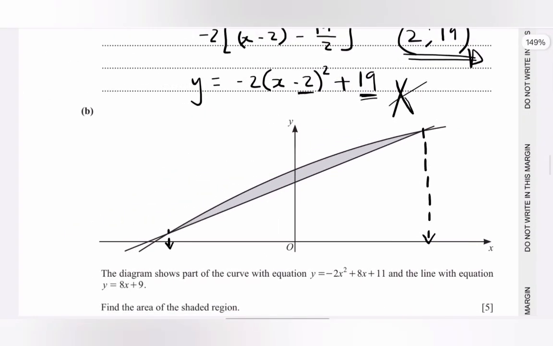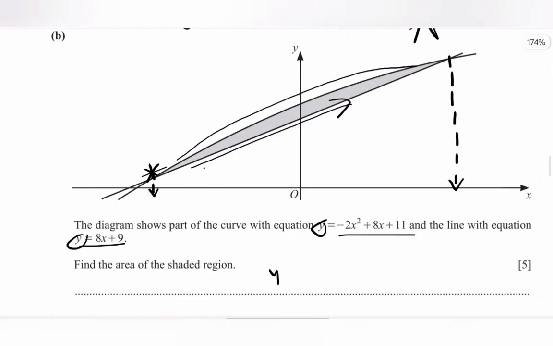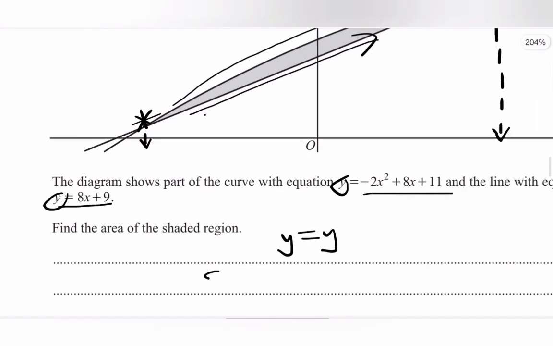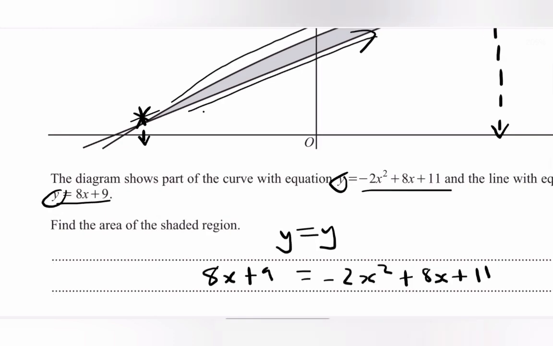So we're going to need those two x coordinates, and we're going to say integral of the curve minus integral of the line, since the line is below the curve. Then we apply those limits. But first, to get those limits, we need to equate these two. Since at these 2 points, the line and the curve share coordinates, we can say y equals y, and therefore 8x plus 9 is equal to minus 2x squared plus 8x plus 11, like that.